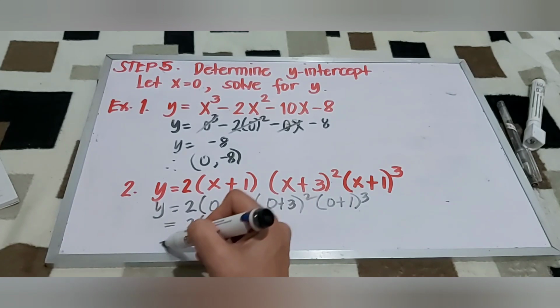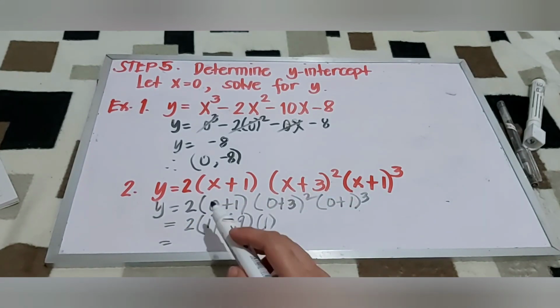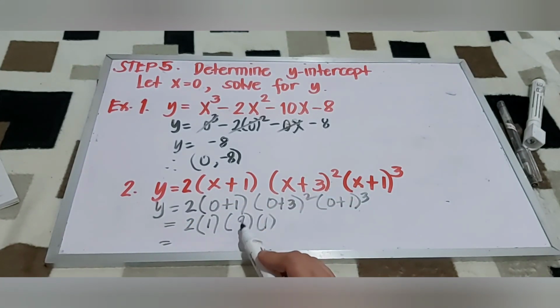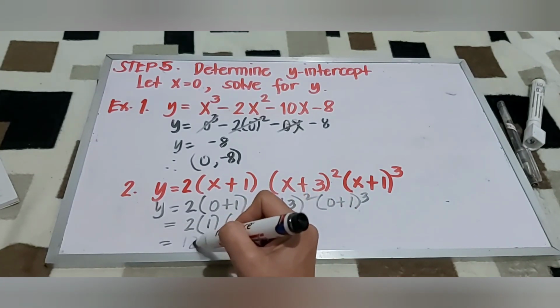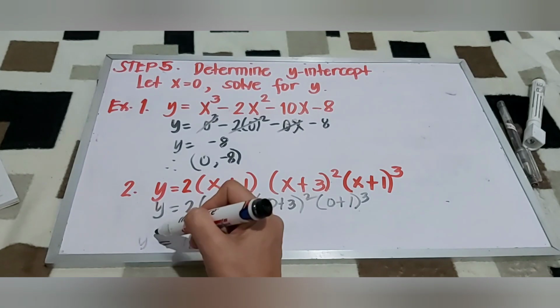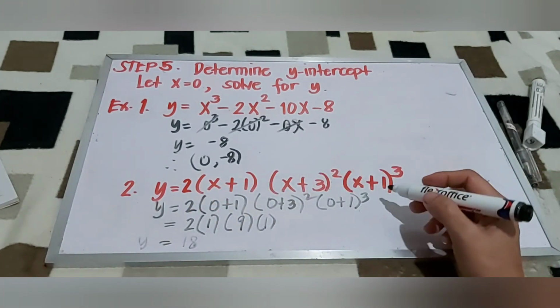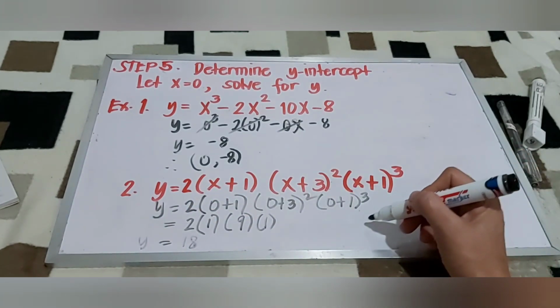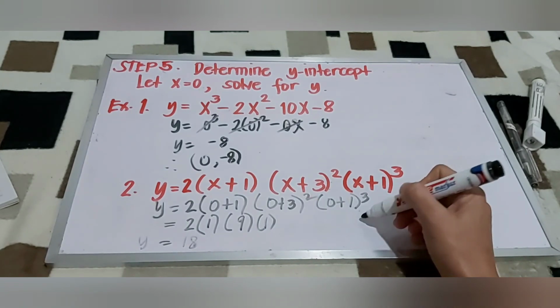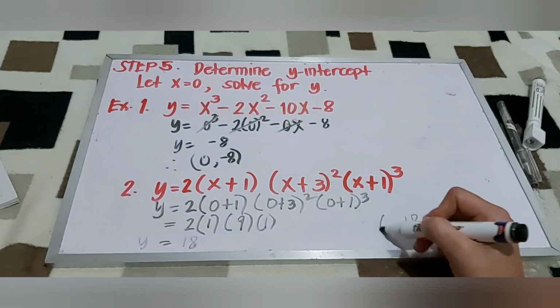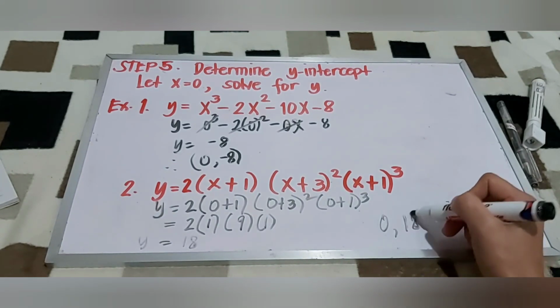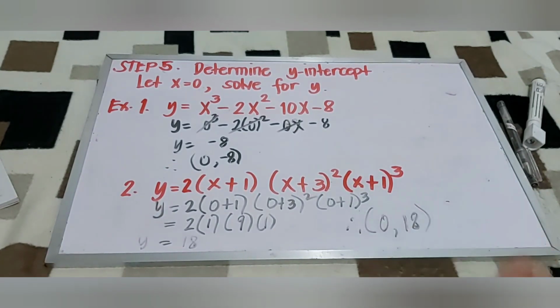And then continue. 2 times 1 is 2. 2 times 9 is 18. 18 times 1 is 18. So we have 18 here. y is equal to 18 when x is 0. Therefore, our y-intercept in this example is 0 and 18. This is our y-intercept.